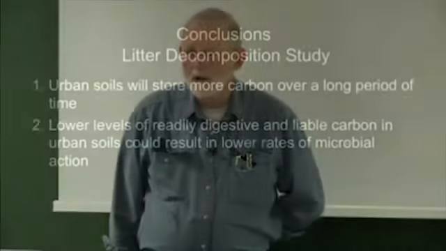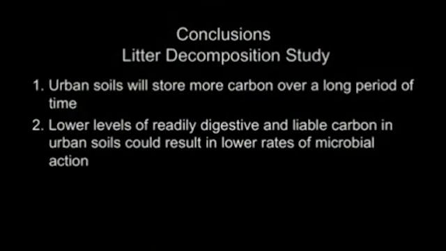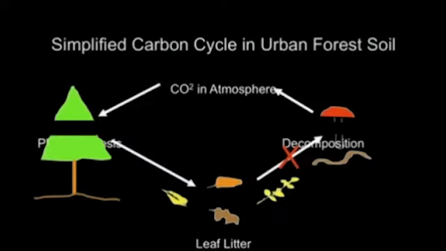Basically, they concluded that urban soils would store more carbon over long periods of time, and there were lower levels of readily digestible and labile carbon in urban soils that could resist lower rates of microbial action. So basically, the simplified carbon cycle suggested that there was some decrease in the decomposition in urban forests as opposed to rural forests.